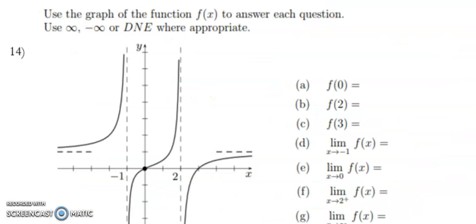All right, use the graph of the function f of x to answer each question. Use infinity, negative infinity, or DNE where appropriate. F of 0 says go to 0. What's the output? Well, it's 0.